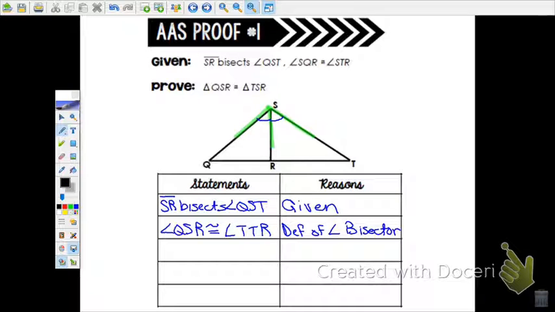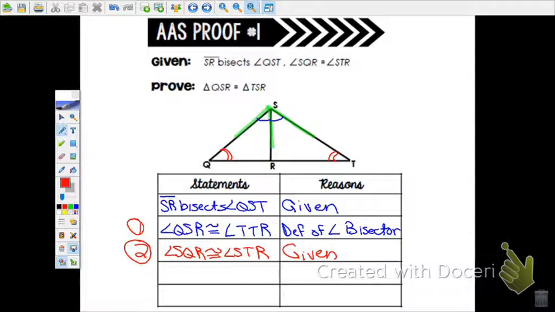My second given is angle SQR is congruent to angle STR. That is given. So when I mark that in my picture, SQR, so angle Q and angle T are congruent. So I have two congruency statements.